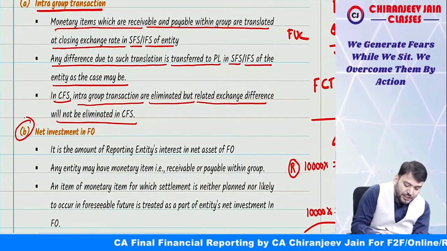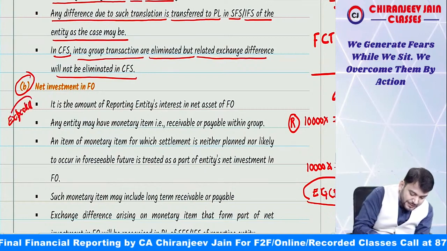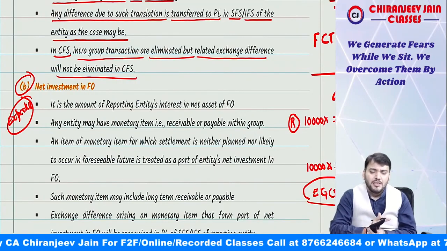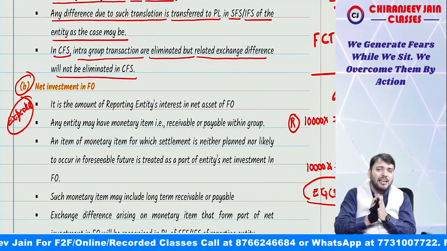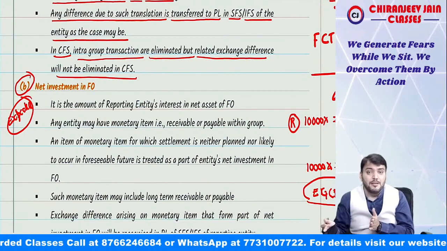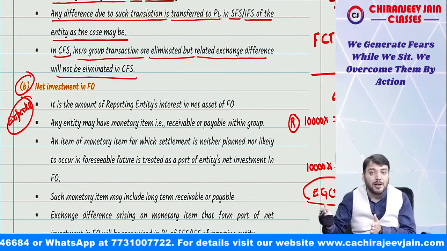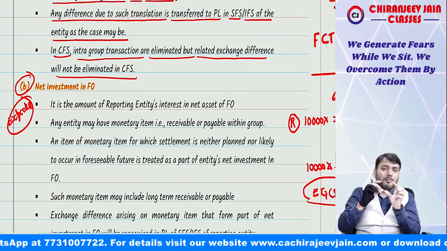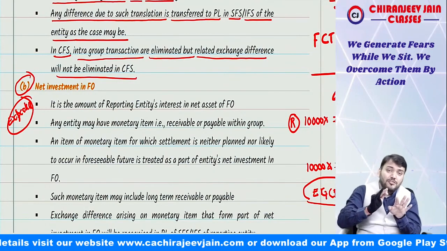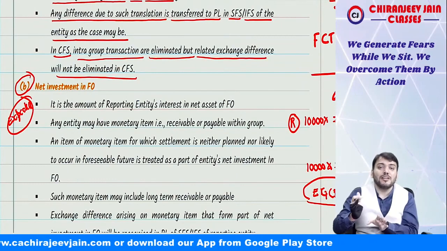This point number B is interesting, and I am expecting one question on this basis. Expected. Net investment in FO, net investment in a foreign operation. Already when I was doing the consolidation chapter, I said that in the case of an associate, there may be some long-term receivable and payable for which settlement is neither planned nor foreseeable in the near future. That will be part of net investment. I hope you have understood. So these are also monetary items, long-term receivable and payable.